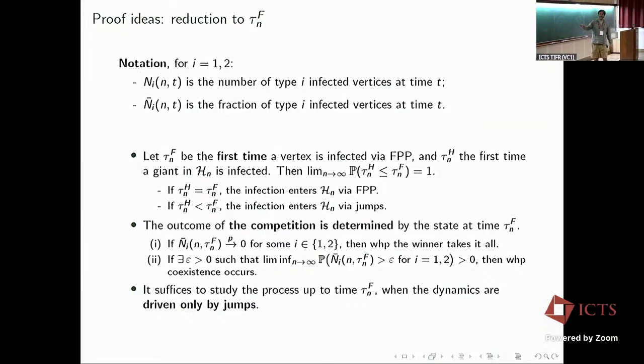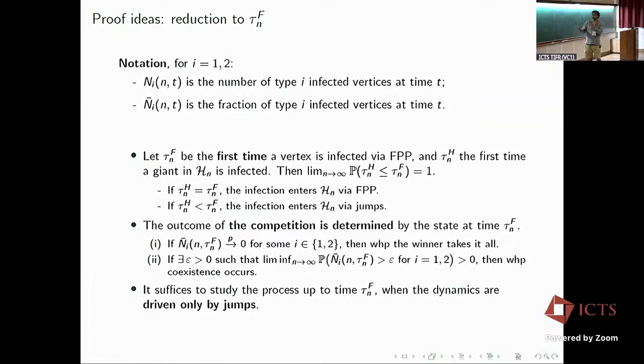While if you can see that they already have a linear fraction of the vertices at time τ^F, it means the jumps have been quite high, and they already conquered a lot even before performing an FPP infection. Then we know the coexistence occurs because they already have a linear number of vertices. And this is enough to study until this time τ^F.